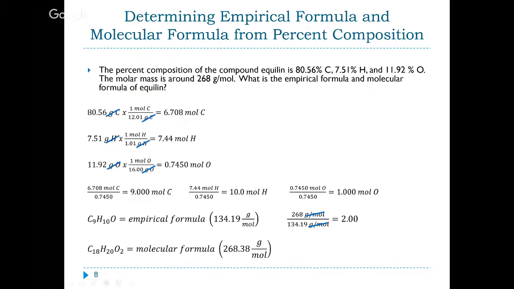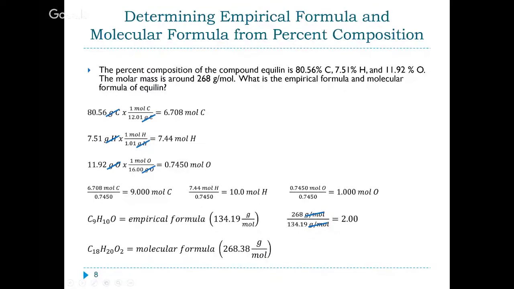Once again, I would go 9 times 12.01, because that's the mass of carbon, plus 10 times 1.01, that's the mass of hydrogen, plus 16. I only have one of these. I add them all up and I get this value.